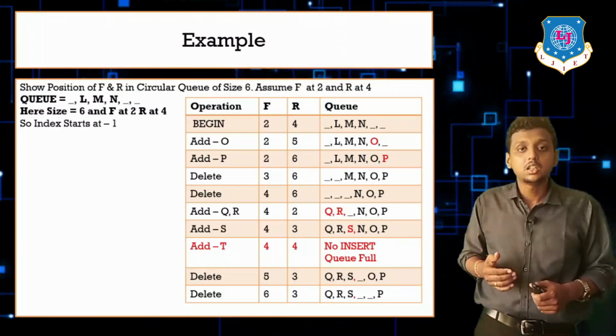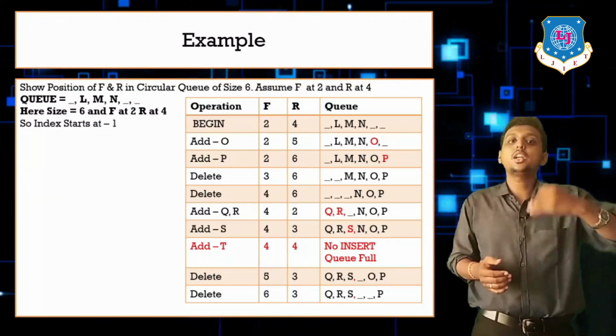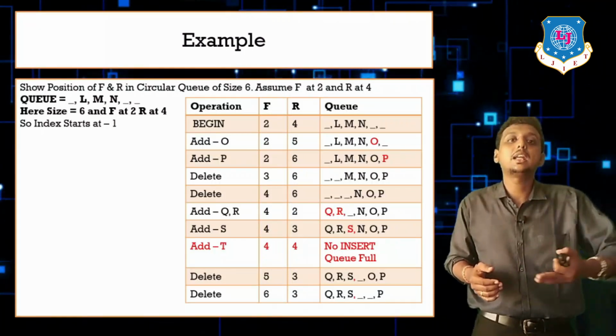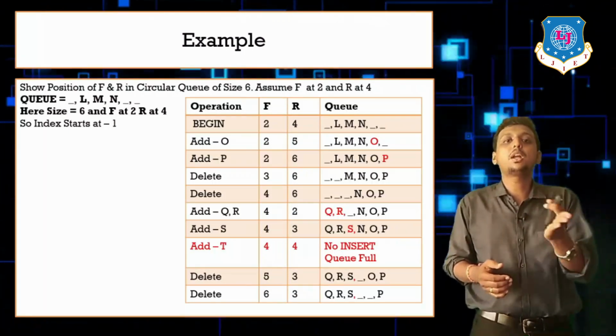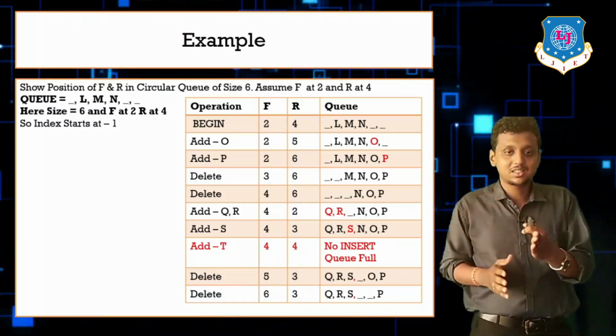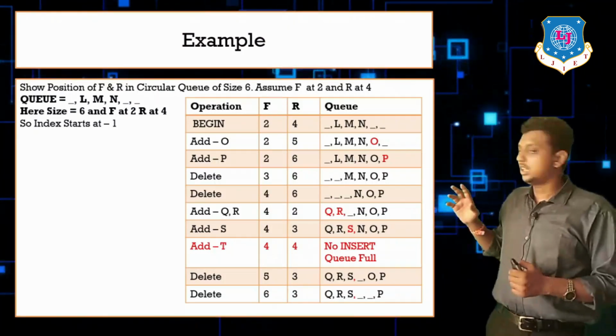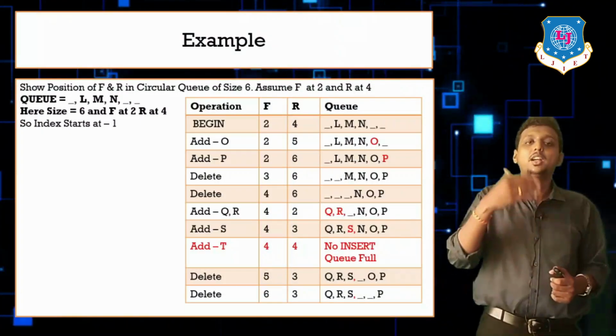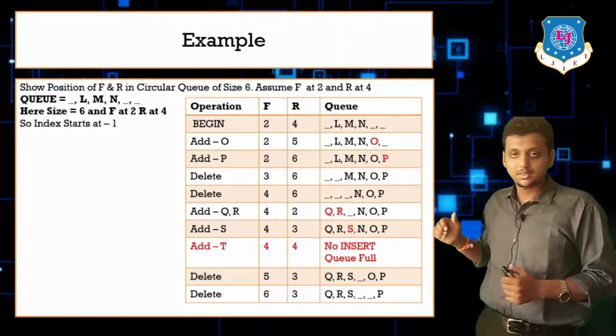Next, delete. When you apply the delete operation, front is incremented. So now front, instead of 2, becomes 3, and rear is at 6. Now, next we'll do delete again. So front is incremented to 4, rear is at 6.